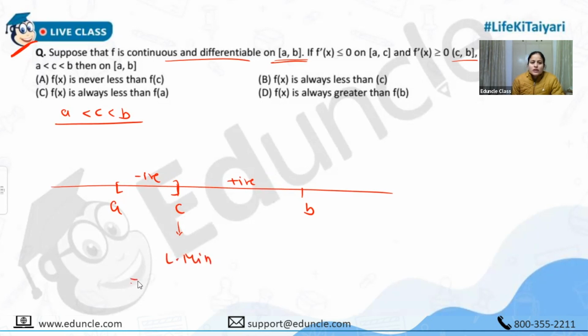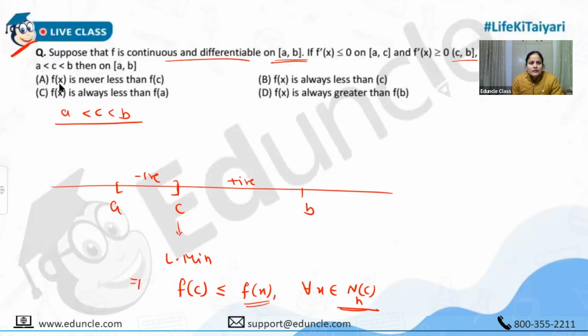So if C is a point of local minima, then clearly f at C is going to be less than or equal to f at x for all x belonging to a small neighborhood of point C. So this is what the question is saying. f of x is greater than or equal to f at C. f of x is never going to be less than f at C.